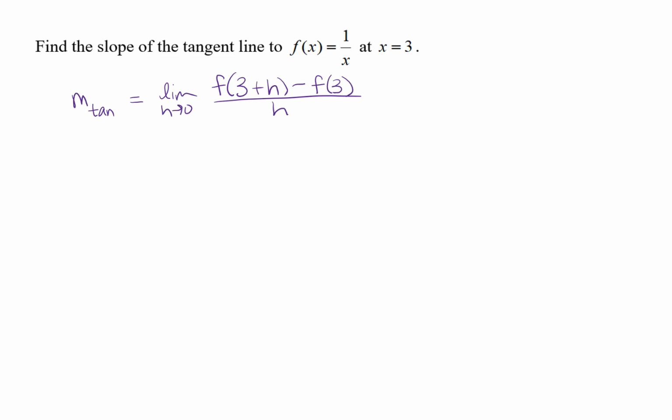All right, so that's just straight from the definition. And then the next step, I'm going to apply that definition to the particular function that we're working on. So limit as h approaches 0 of 1 over 3 plus h minus 1/3, all over h. Okay, so we did a little simplifying there.